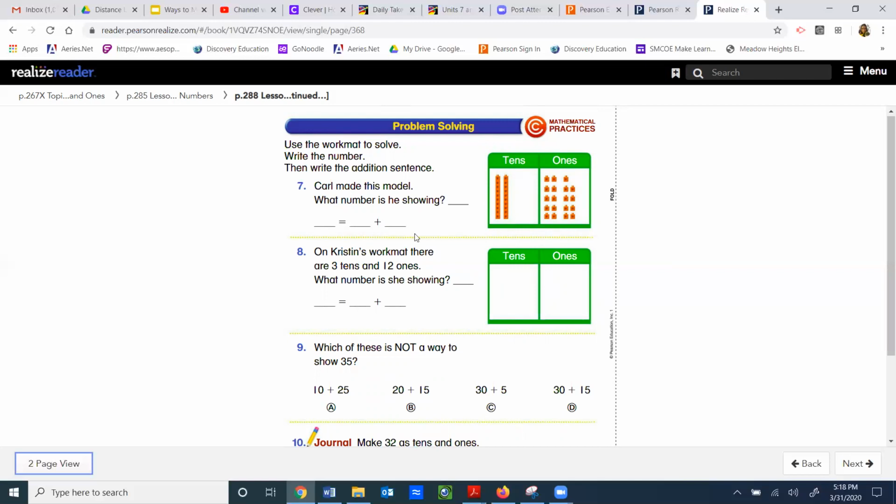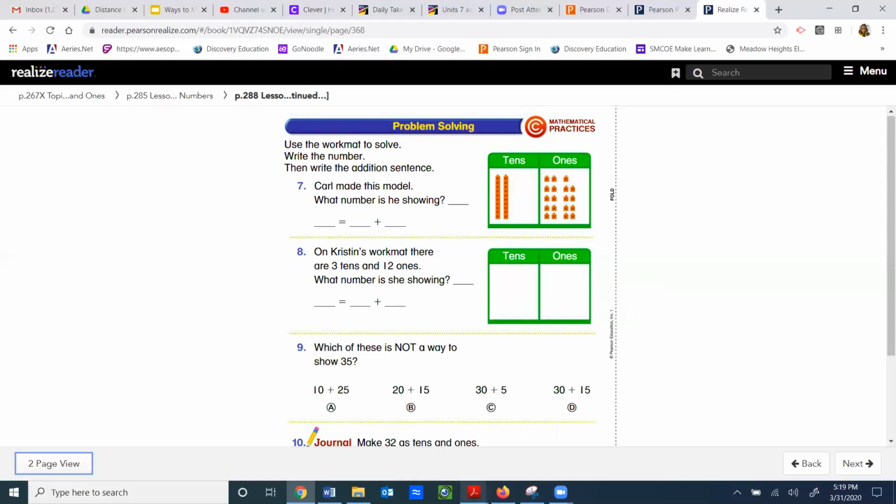Number 8 says on Kristen's work mat there are 3 tens and 12 ones. What number is she showing? Again, this chart here is the work mat, so you don't need any additional tools for this. Your job is to draw the 3 tens and the 12 ones and then figure out what is the number that is being represented, and then you need to write the addition sentence that goes along with that picture.